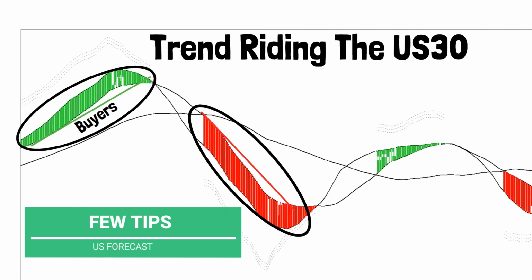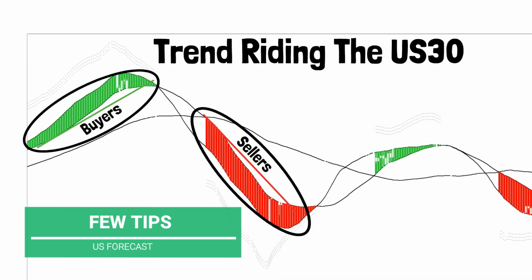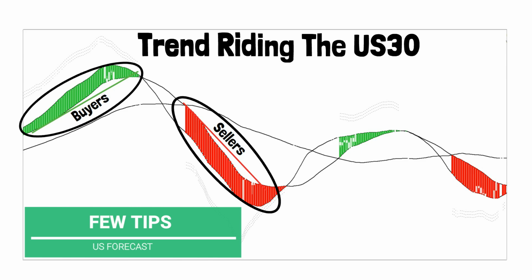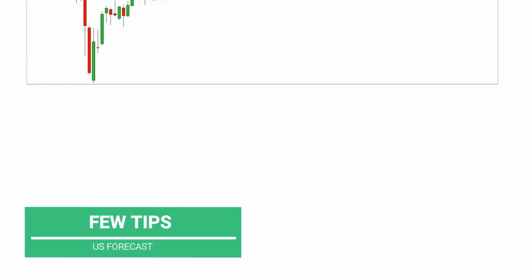Those are just a few tips when it comes to trend riding, whether you trend ride the US30 or any other assets. It could be Nasdaq, your VIX and whatnot. So I thought I should give you these few tips, especially when you're a beginner. This is something you can look out for and maybe research. Should I dive straight in?